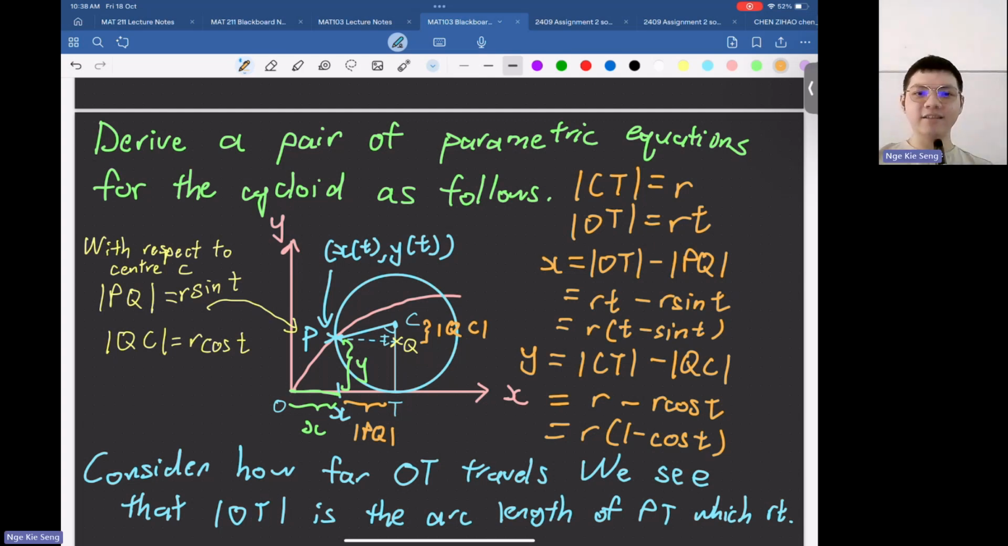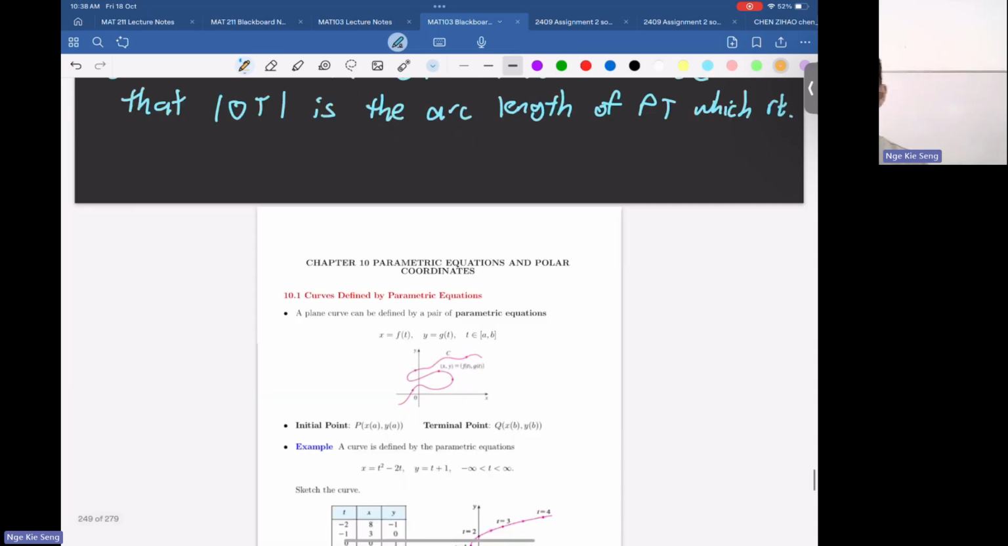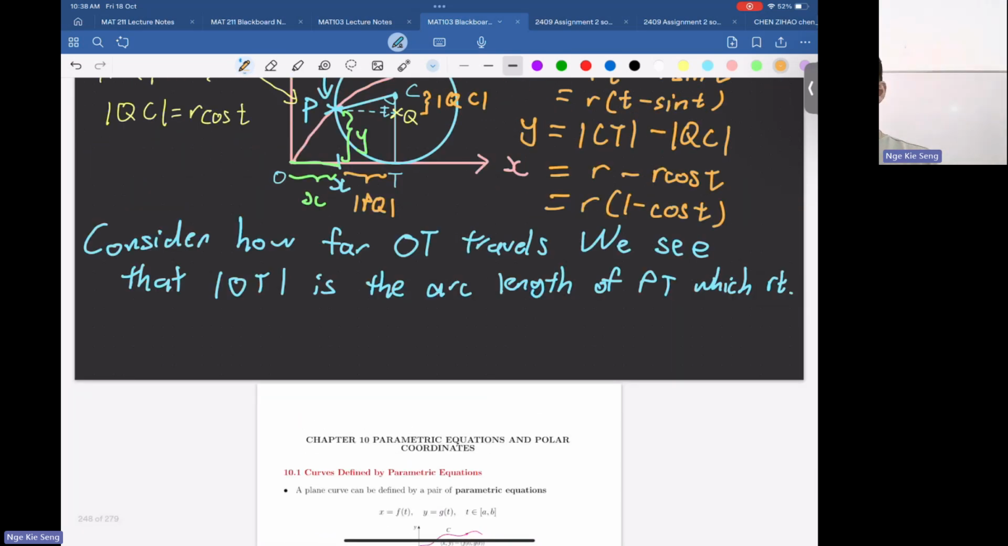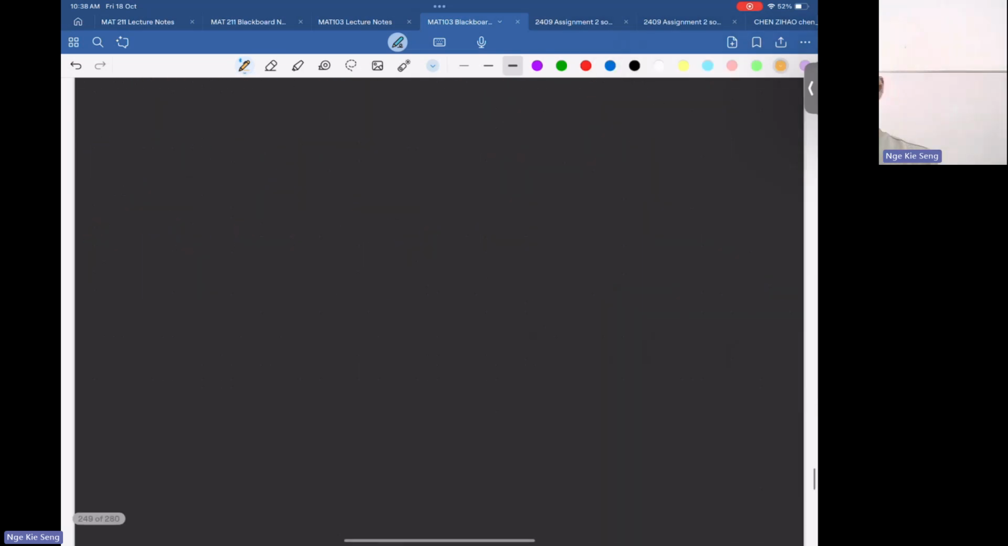So I think this is the hardest example we're going to talk about in this course. What's next? Okay, we can continue. So continue to do calculus now. Okay, finally we're going to do calculus.